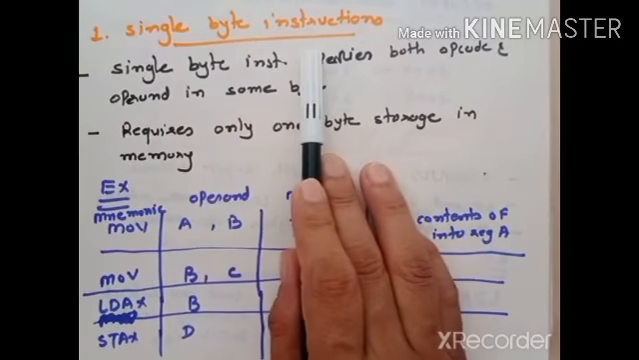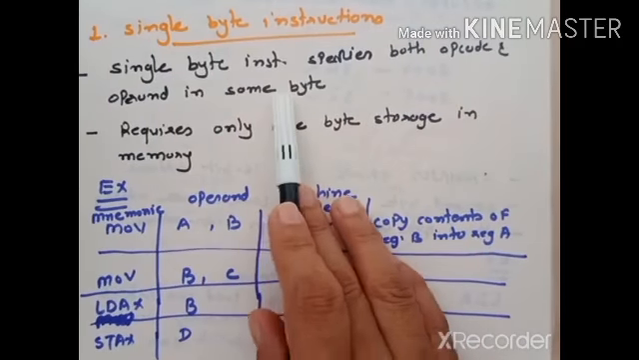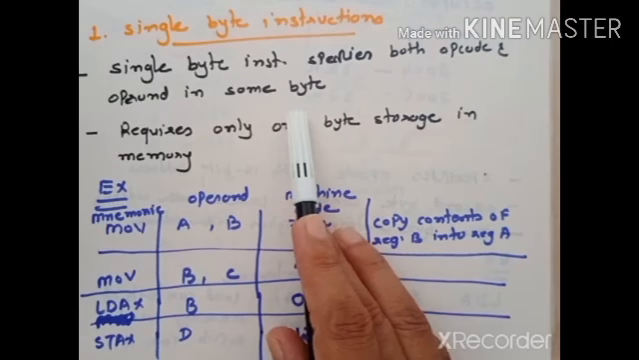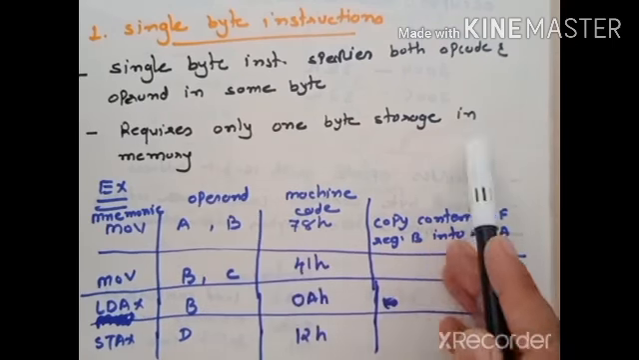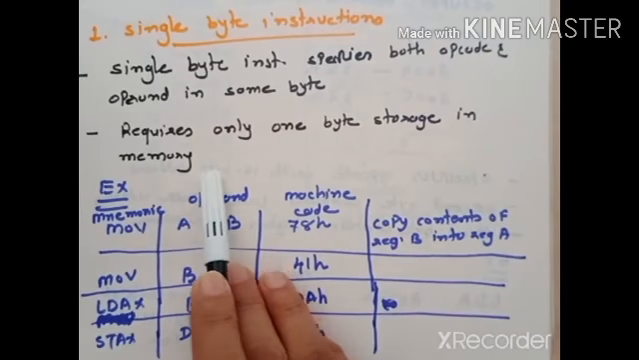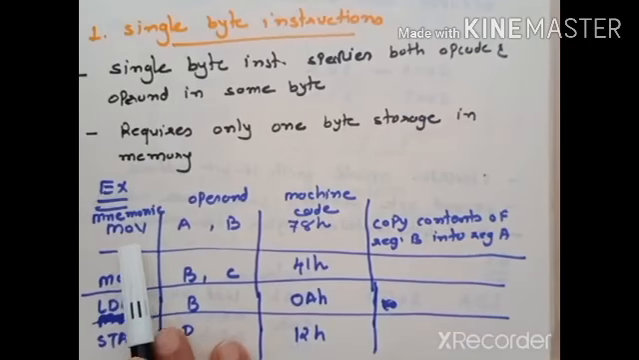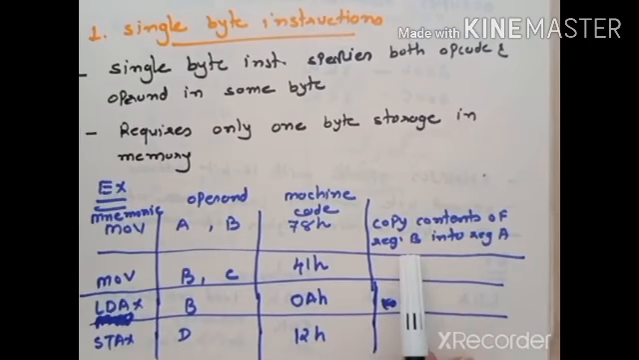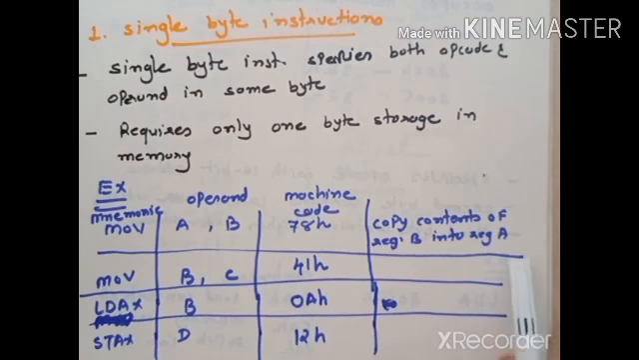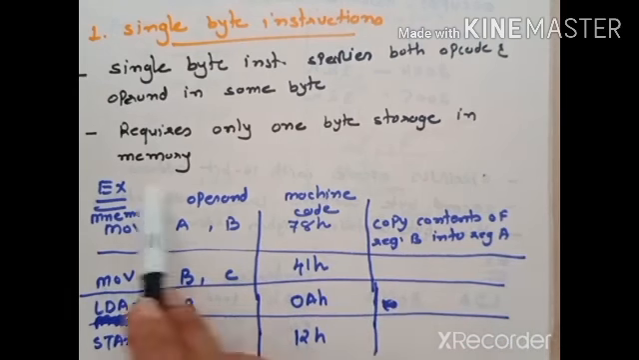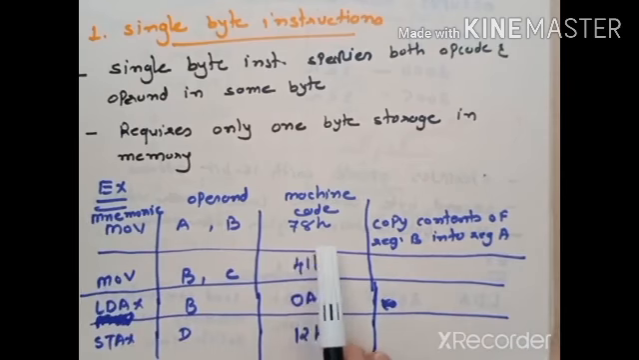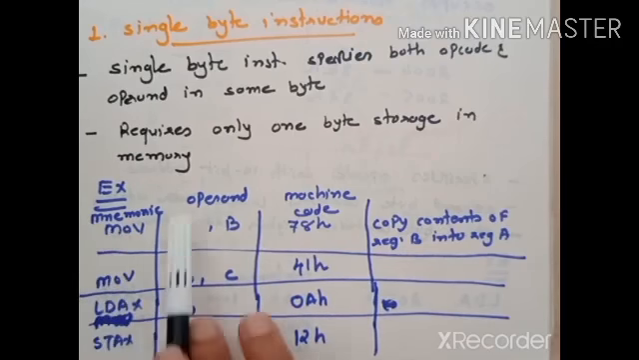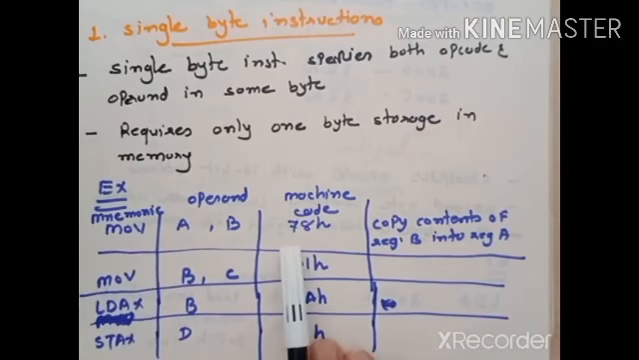First, single byte instruction. A single byte instruction specifies both opcode and operand in the same byte. That means it requires only 1 byte of storage in memory. An example of a single byte instruction is MOV A,B, which copies the content of register B into register A. The hex code of this instruction is 78H, so it requires only 1 byte of storage in memory.